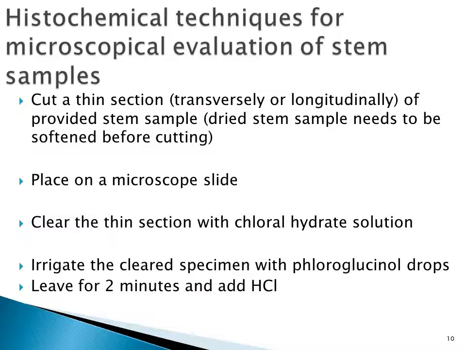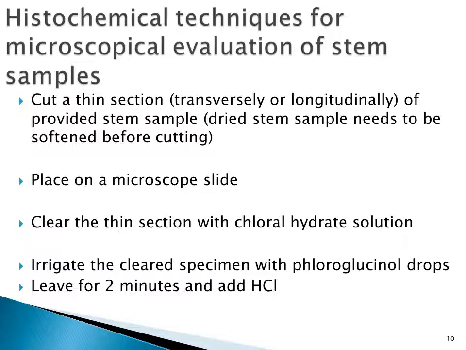For histochemical techniques for microscopic evaluation of stem samples, this simply has to do with the procedures, the steps that need to be carried out in order to study the microscopic features present in stem samples. The first is you need to cut a thin section of your samples, either in a transverse or longitudinal section. And if you are provided with dry samples, you need to soften your samples before cutting them.